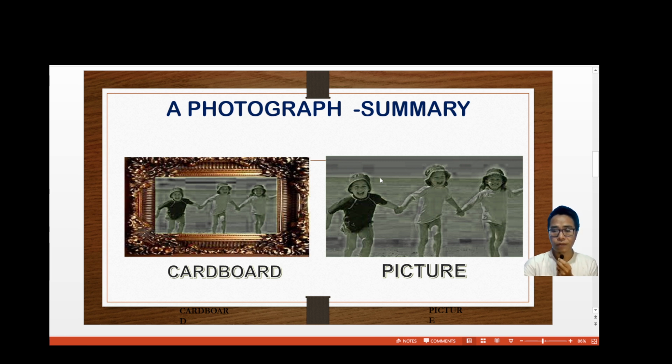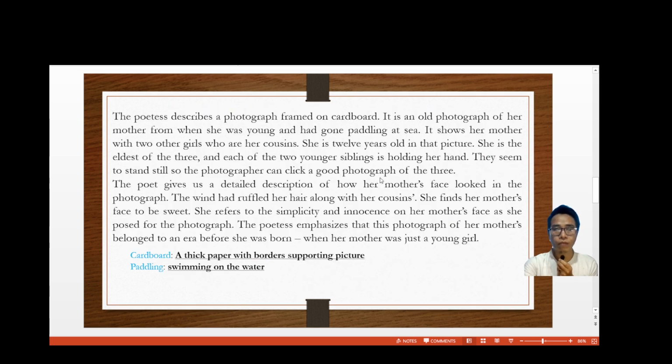During their sea holiday on the beach. Okay, so now let us quickly try to summarize it. The poetess describes a photograph. Just now we saw that photograph there. One is the simple photograph, the picture, and the other one is in the cardboard, framed in cardboard. So she is trying to describe the photograph framed on cardboard.